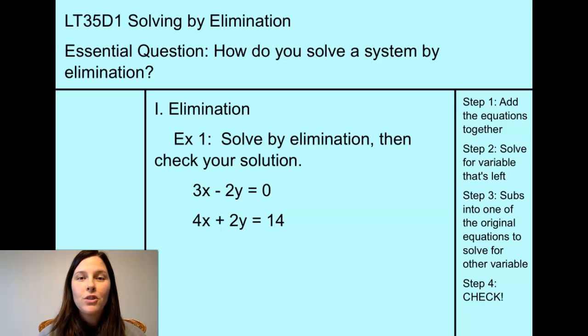All right, now we are going to learn a new way to solve systems of equations. Solving by substitution, we learned last week. This week we're going to learn solving by elimination. So take a minute to think about what elimination means. It means getting rid of something or canceling something. So when we solve a system by elimination, we are going to cancel one of the variables.